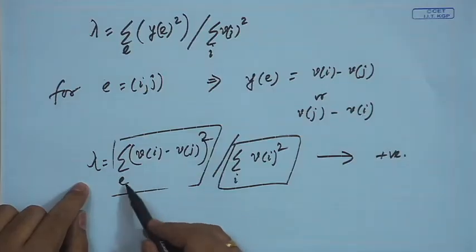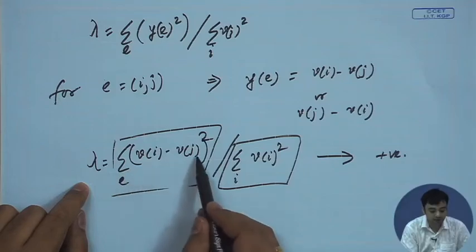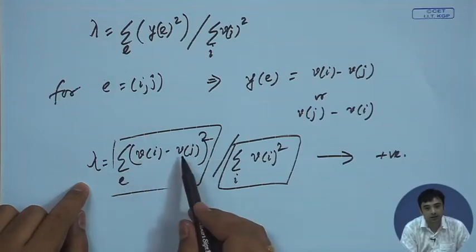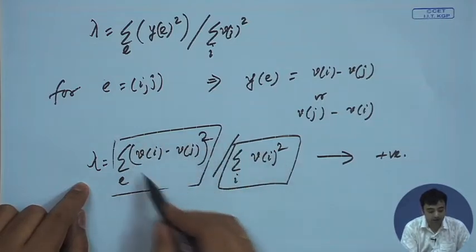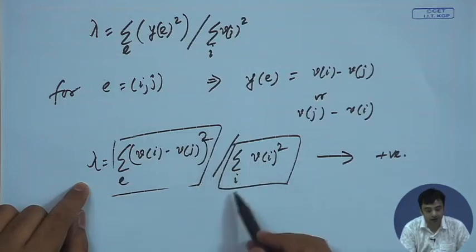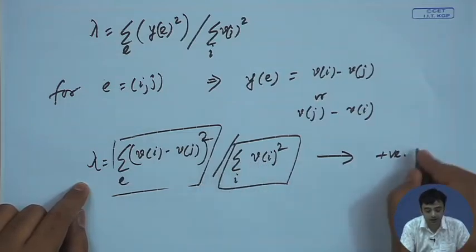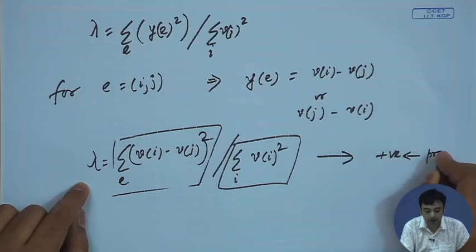So, we have seen that lambda comes to an expression which is sum over all the edges (Vi minus Vj) whole square, where Vi and Vj are the entries in the eigenvector, divided by sum of Vi whole square. So, this is a sum of squares divided by another sum of squares, which we have seen is positive, and therefore, we have proved till property 5. So, we have shown that lambda boils down to an expression which is non-negative. Now, we have to look into this specific property 6, which is a very important property.